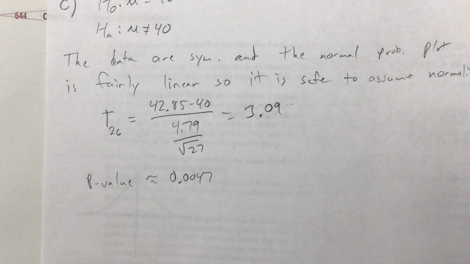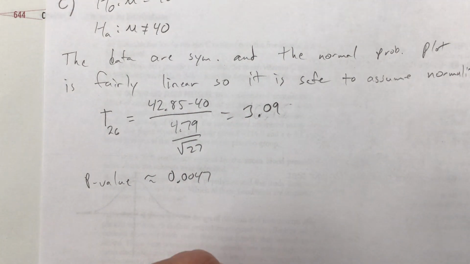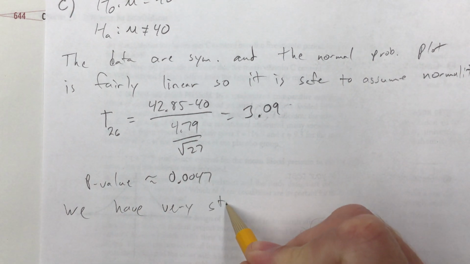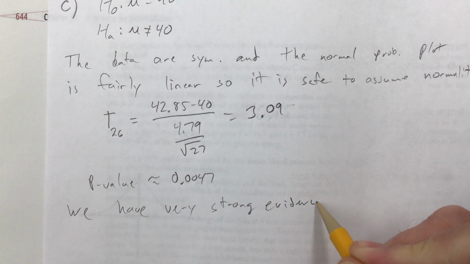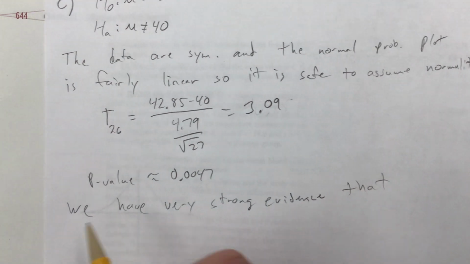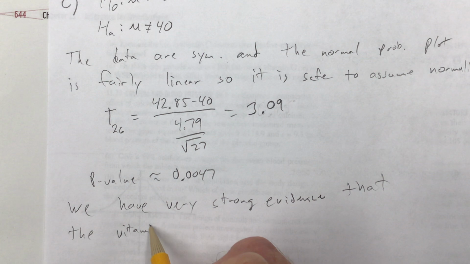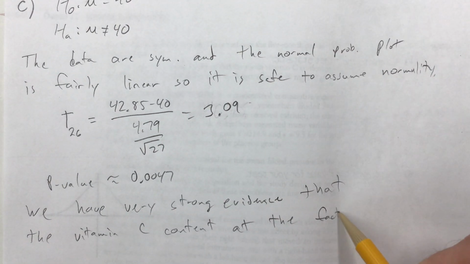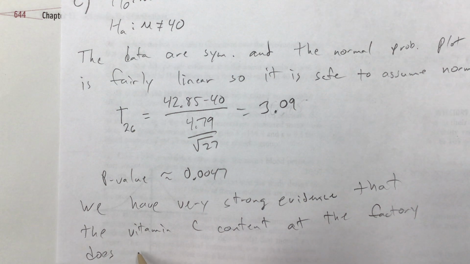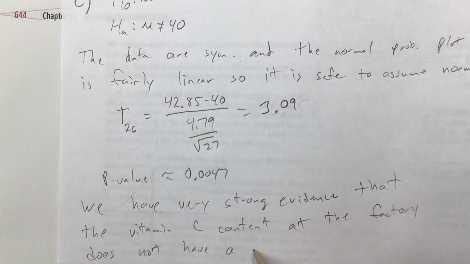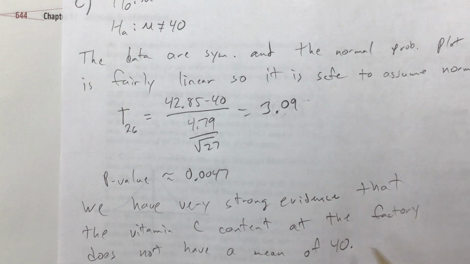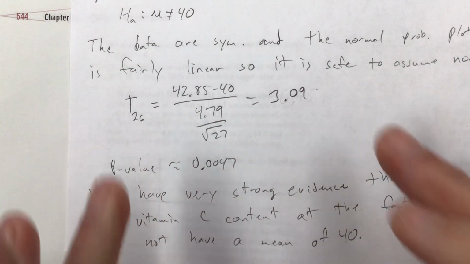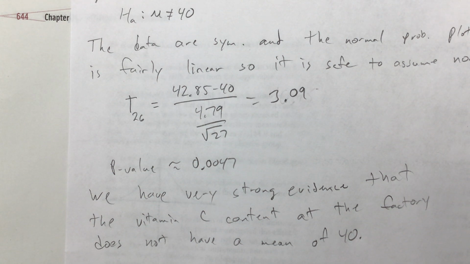Okay, and conclusion. We have strong evidence, very strong evidence that the vitamin C content at the factory does not have a mean of 40. Okay, and if you wanted to, you could now check when it arrives in Haiti. Run a test on that and see what it does compared to 40. But you get the point.